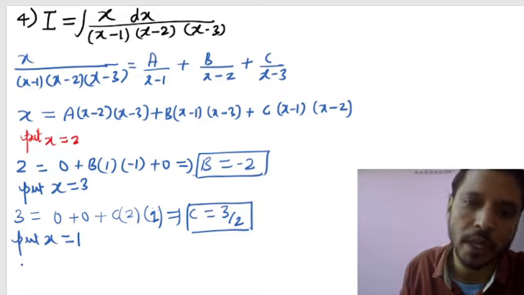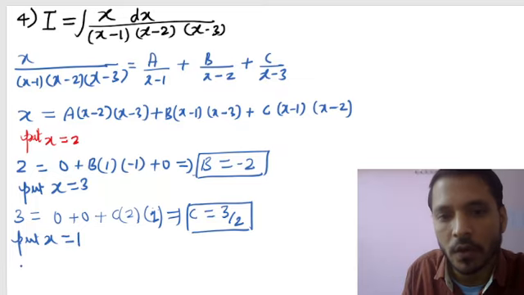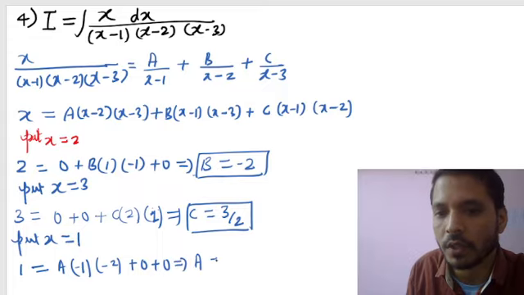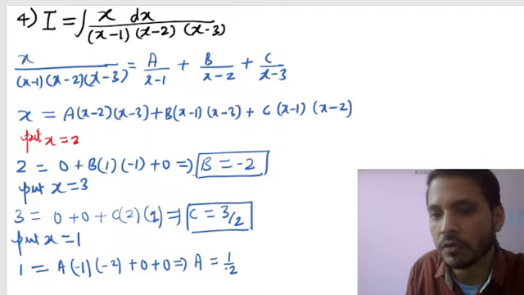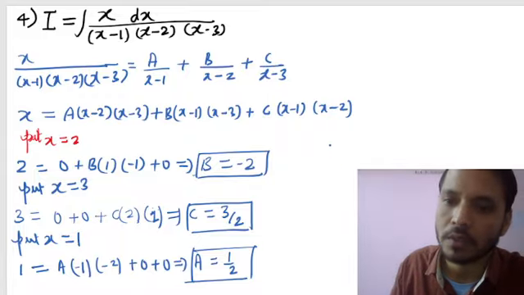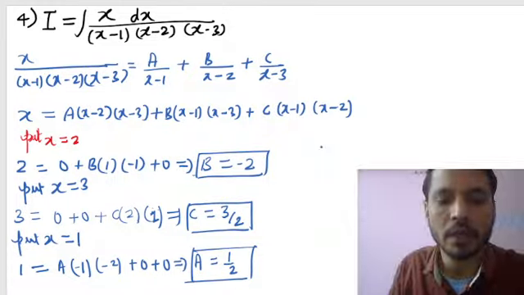So if we put x equal to 1, this will become 1 is equal to a into (1 minus 2), that is minus 1, into (1 minus 3), that is minus 2, plus b into 0, that means it is going to become 0. This is also going to become 0. That means a is equal to 1 by 2. Right? Now we can write our final answer.